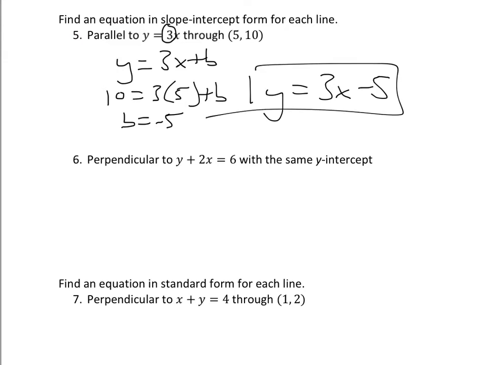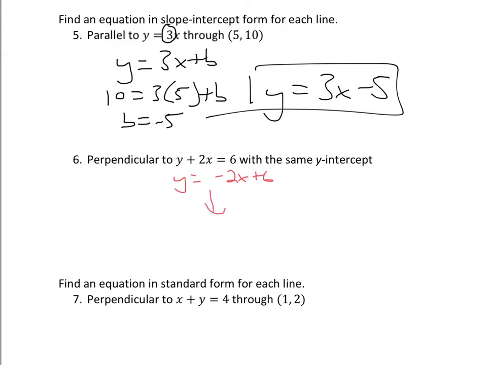At number 2, we're going to be perpendicular to this line, y plus 2x equals 6, with the same y-intercept. So it's almost in standard form, but not quite. I actually wouldn't deal with the standard form, just turn it into slope-intercept. The reason it's not standard form is because the y comes first, then the x, so don't get tripped up on that. So this is y equals negative 2x plus 6. Okay, so negative 2 is my slope right now.